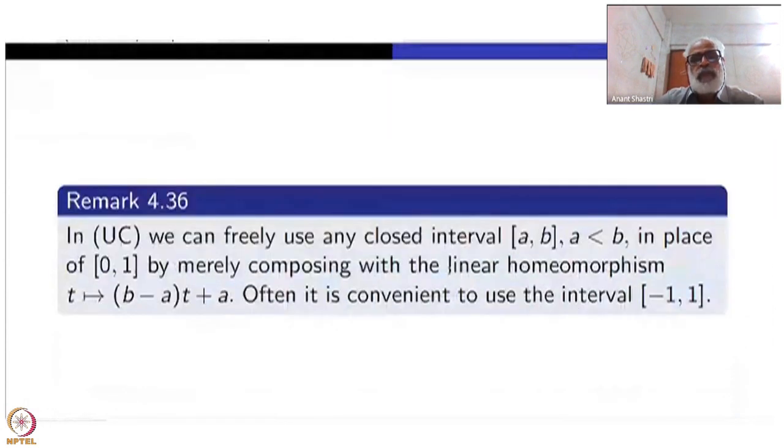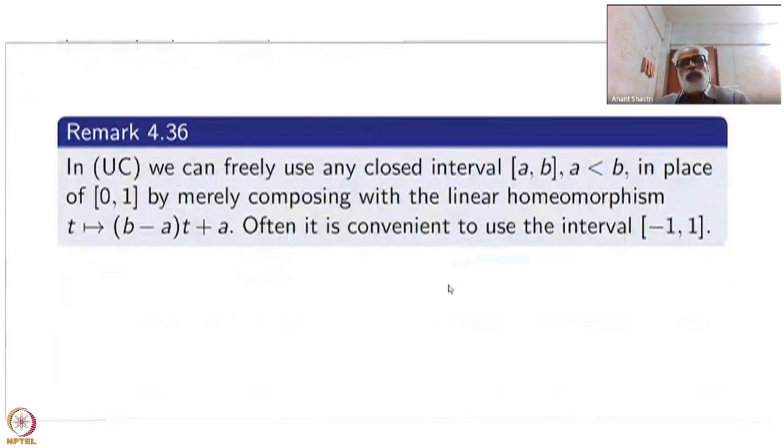So I make some remarks here. In UC, I have already done this one; I will repeat it. We can freely use any closed interval AB, A less than B, in place of 0, 1, by merely composing with the linear homeomorphism T going to (B minus A) times T plus A. Often it is convenient to use the interval minus 1 to plus 1 instead of 0, 1.